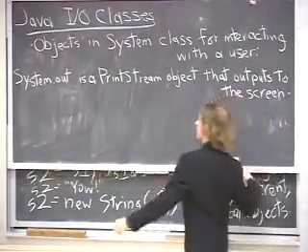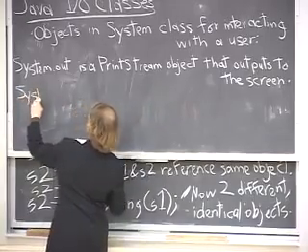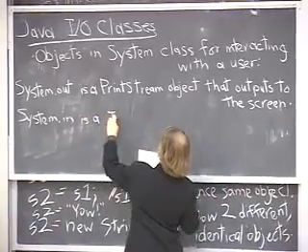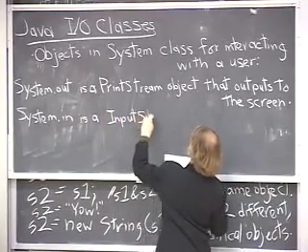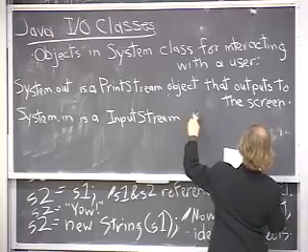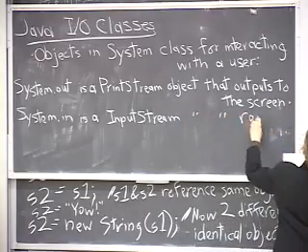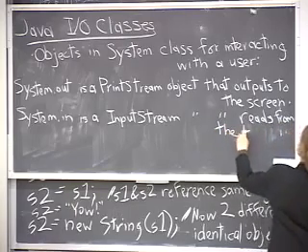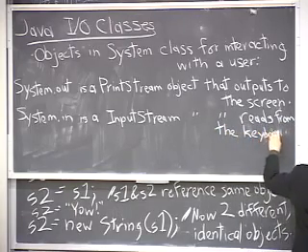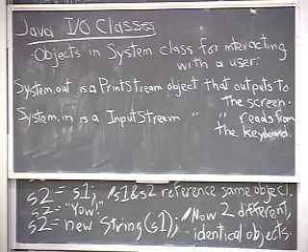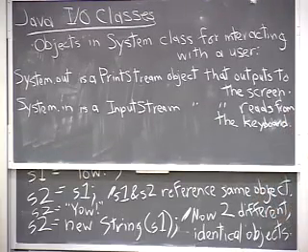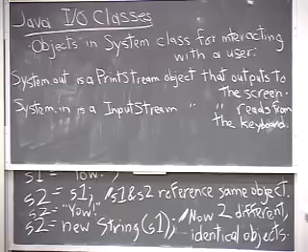There's another one called System.in. It's an object of the class InputStream. Its job is to read stuff from the keyboard. System.out is easy to use. It has a println method that can be applied to the System.out object that lets you just print any old string you like to the screen.